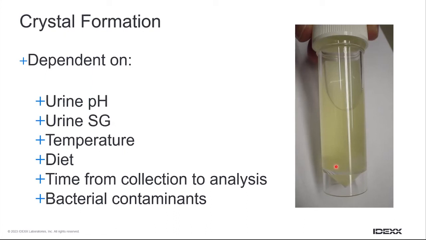But remember that the presence of crystals does not necessarily mean that the patient has uroliths, nor the predisposition to urolith formation. We can see crystals in totally healthy animals. Equally so, animals that do have uroliths, the crystals don't necessarily predict what type of urolith that is. That would be too simple. Life would be too easy if that was the case. So the presence of crystals doesn't necessarily always equate to telling you what type of urolith that particular patient has.